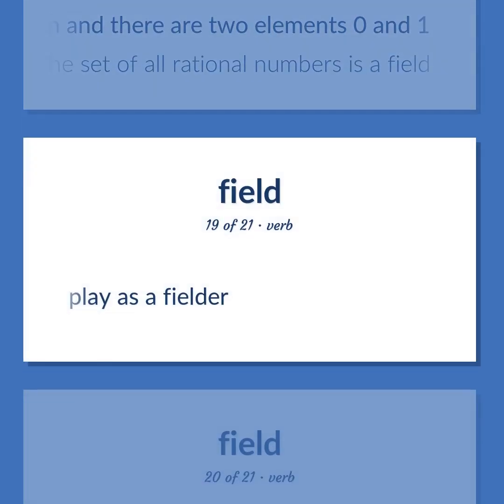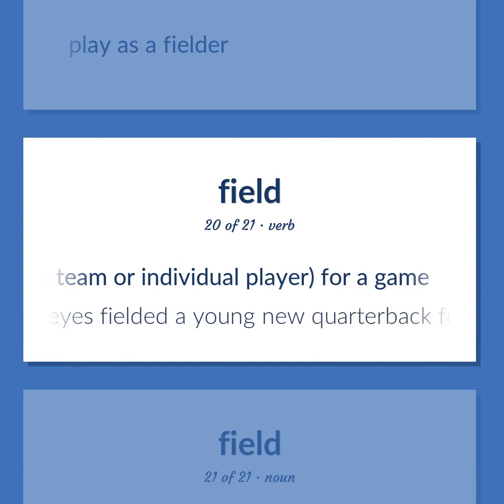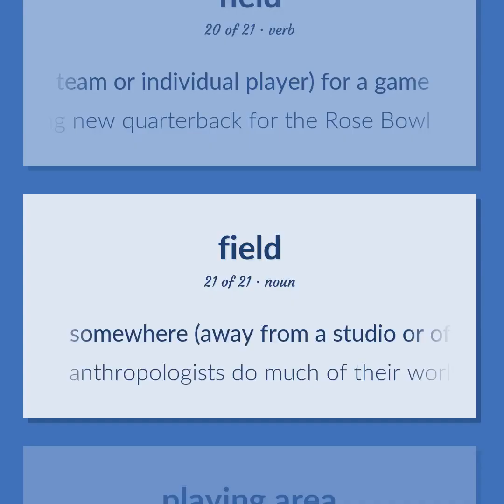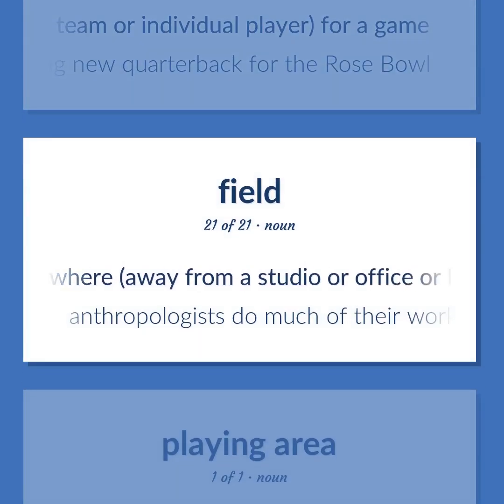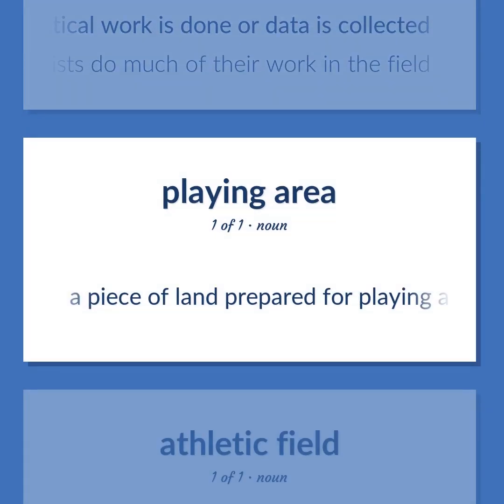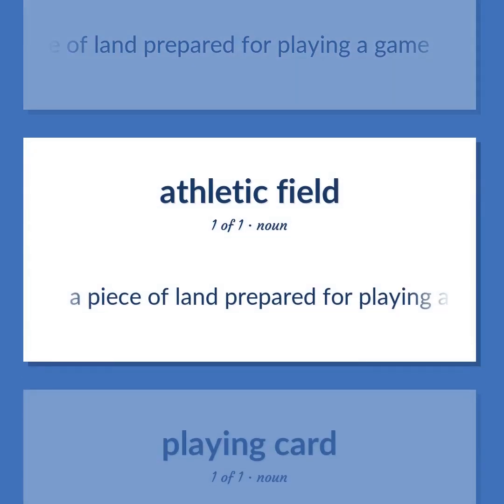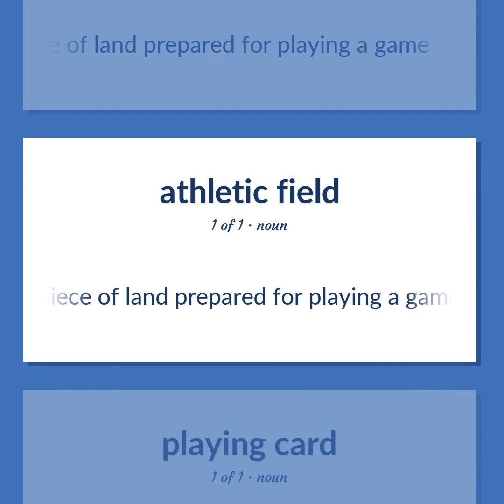Play as a fielder. Select a team or individual player for a game. The Buckeyes fielded a young new quarterback for the Rose Bowl. Somewhere, away from a studio or office or library or laboratory, where practical work is done or data is collected. Anthropologists do much of their work in the field. A piece of land prepared for playing a game.